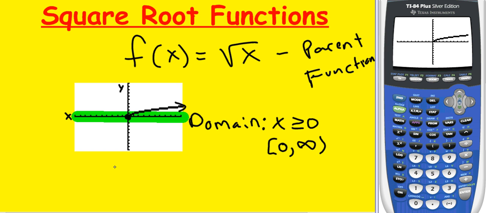Another thing we can identify from the graph is the range of the function. Now, the range is the set of all y values for which the function is defined. So now we're looking for the y values. If you notice, it starts at 0 once again, and it goes up forever. So we can say we're looking for all the y values greater than or equal to 0.